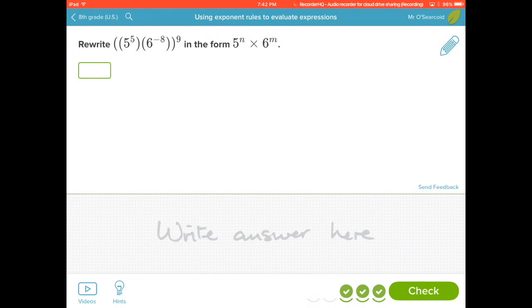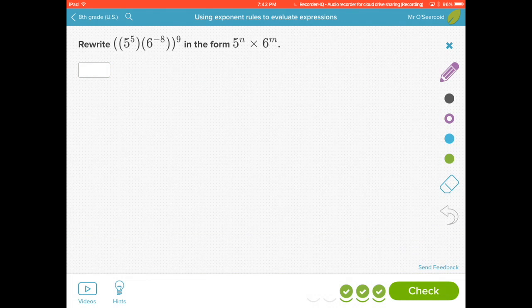Okay, here's where things start to get really interesting, because in this particular situation we have two different bases. We don't need to worry about that too much, because we're being told to give the answer in the form of the two different bases. This is actually the same rule as the power rule, except we distribute that 9 twice.